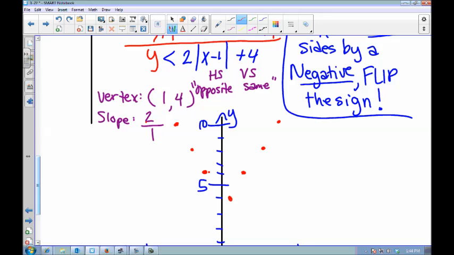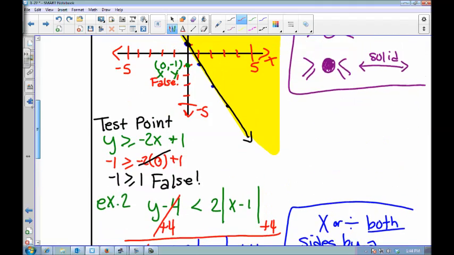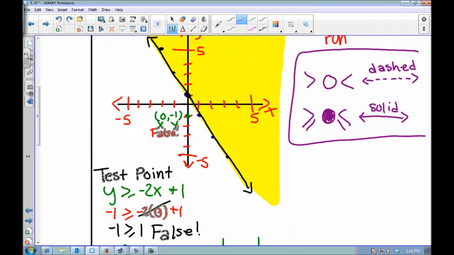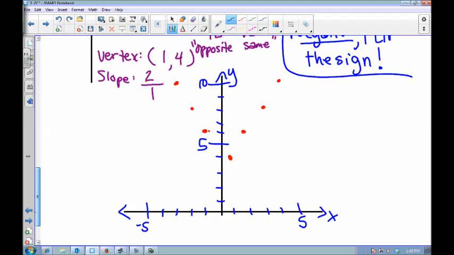Okay, those who came in late because you were in the computer lab, that's the difference. So solid is when it's equal to, right? Not equal is dashed. So in this case, we are going to do dashed. Okay, so do a dashed V. You still need arrows on the end so that those go up and up forever.